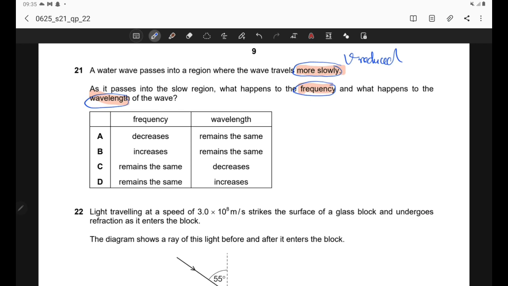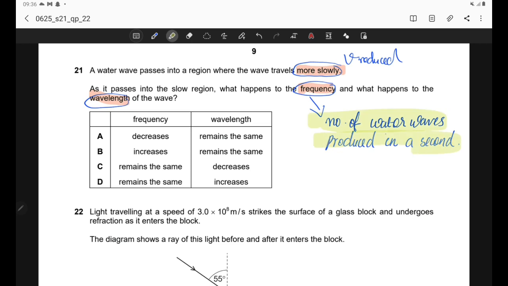So here let's see what is frequency. Frequency of a water wave is the number of water waves produced in a second, which is completely depending on the source which produces these water waves. So the frequency is not going to change when the speed of the water wave reduced, because the number of waves produced in 1 second will be still the same. So from this we can understand frequency will remain the same.